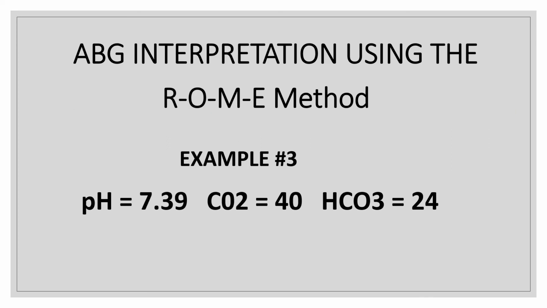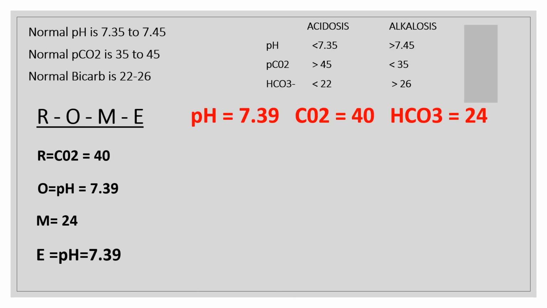Example 3, we have a pH of 7.39, a CO2 of 40, an HCO3 or bicarb of 24. In this example, the pH is 7.39, and normal is 7.35 to 7.45 for the pH, so that is going to be normal. The CO2 is 40, which a normal CO2 is 35 to 45, so that is also going to be normal. The HCO3 is 24, which the bicarb normal levels are 22 to 26, so that is also normal. So if we look at our R.O.M.E, the R, or the CO2, being 40 is normal.